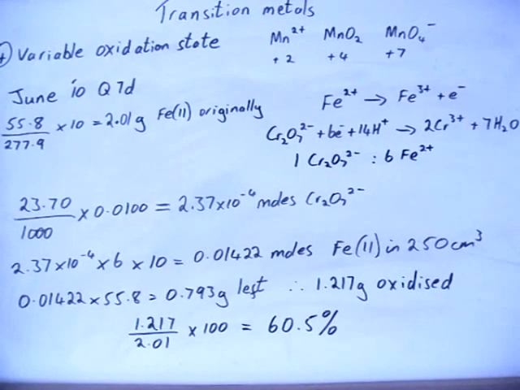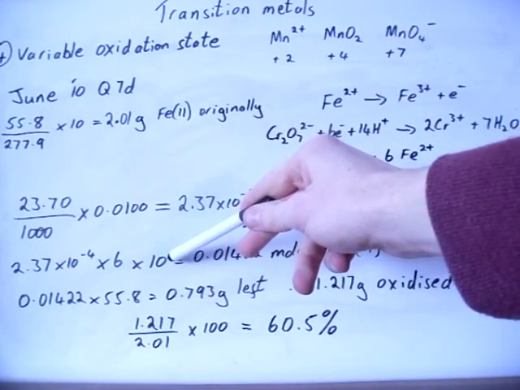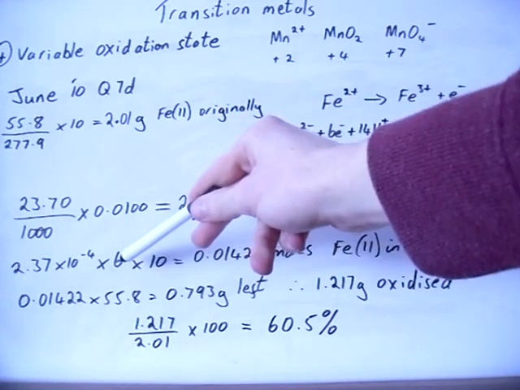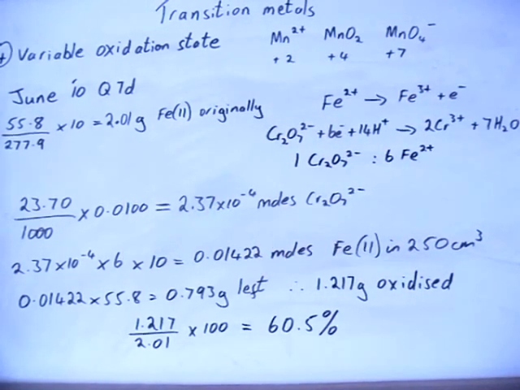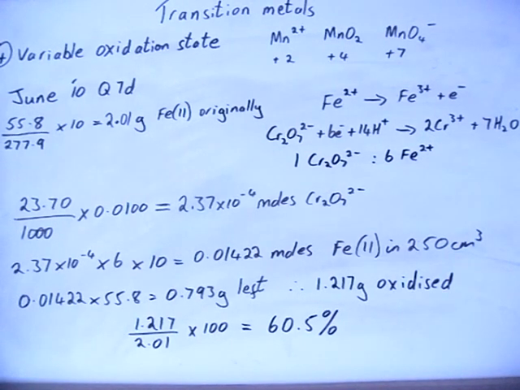So read the question very carefully. You did not use all 250. You took a 25 cubic centimetre sample. So this is why I've multiplied by the 10 here. Because just multiplying by the 6 tells me the moles in 25 cubic centimetres. Multiplying by the 10 now tells me the moles of iron 2 plus in the 250 cubic centimetres.